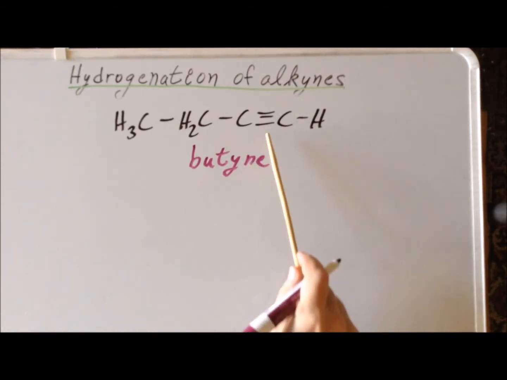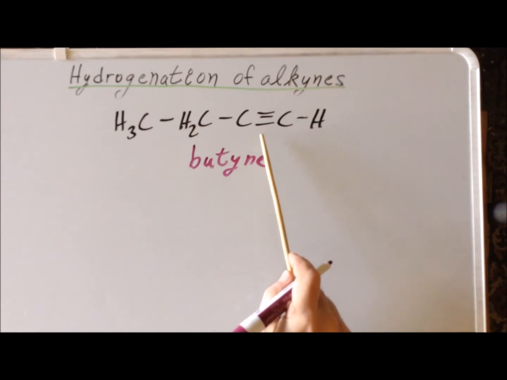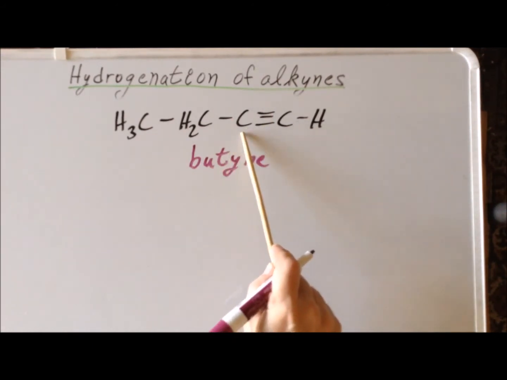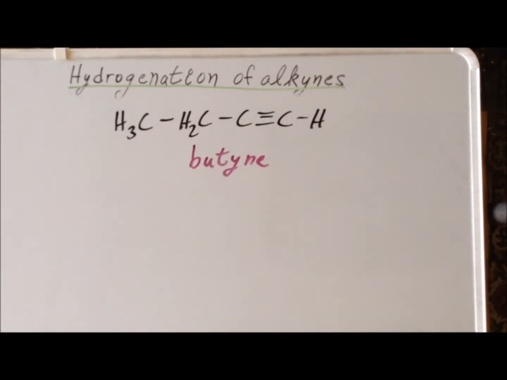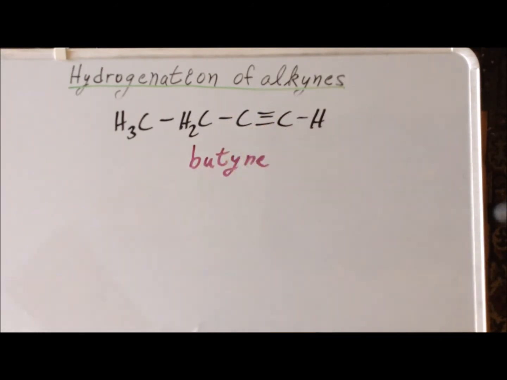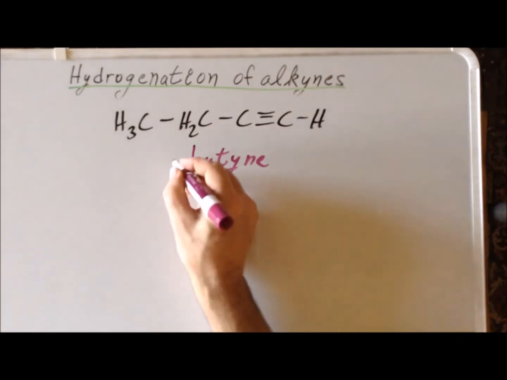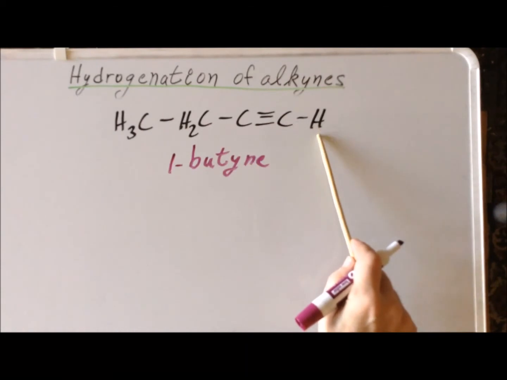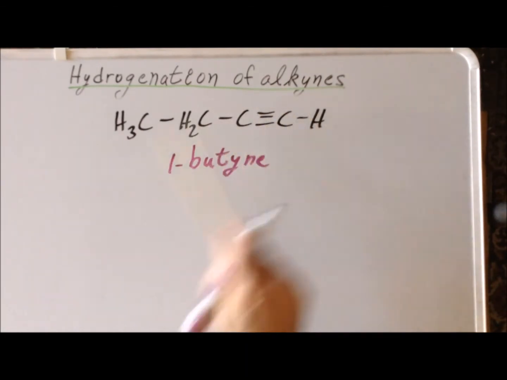But we notice that in a 4-carbon chain, we could have the carbon-carbon triple bond between the first and second carbons, or between the second and third carbons. Again, we use the principle that we want to keep the numbers as small as possible. In this particular case, it is between the first and second carbon, so this is 1-butyne. We also recognize that we have a hydrogen atom directly connected to the carbon-carbon triple bond, so we would conclude that 1-butyne is a terminal alkyne.